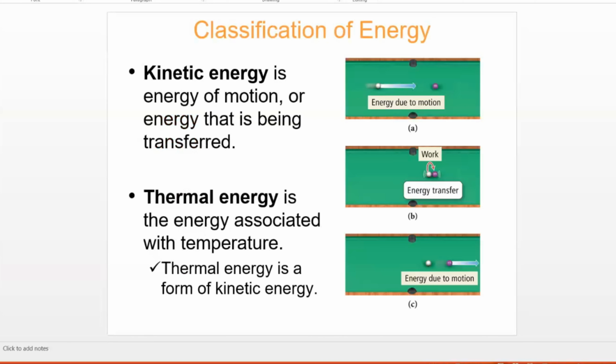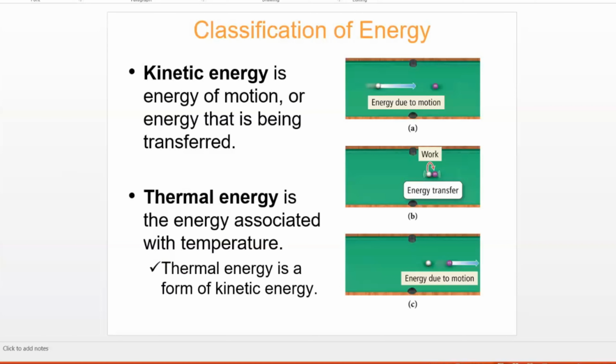Kinetic energy is the energy of motion. Potential energy is the energy that is potential, so it is a potential to form kinetic energy. And examples of potential energy are chemical potential energy, which is stored in the bonds, ionic or covalent bonds. And also we have nuclear energy, which is stored in the nucleus. And a nuclear reaction releases that nuclear energy.